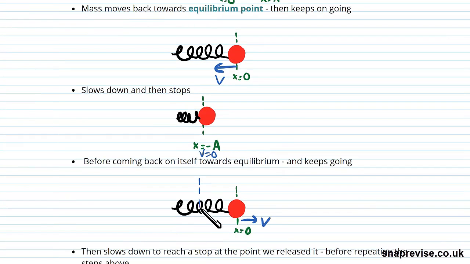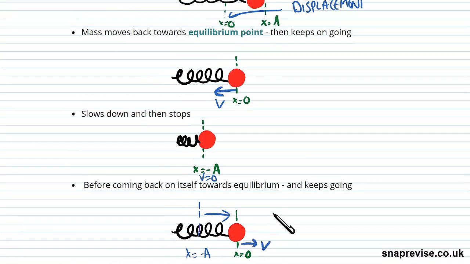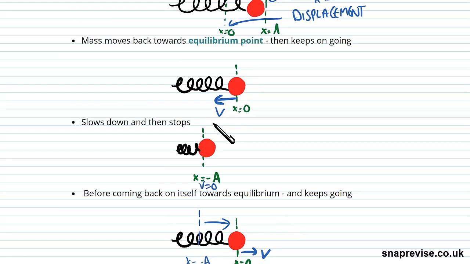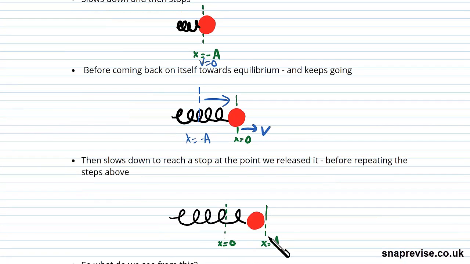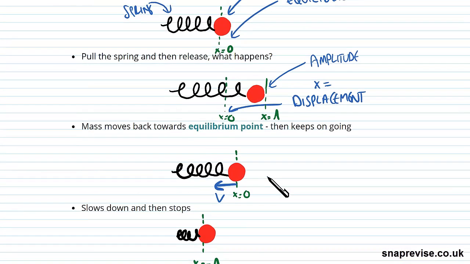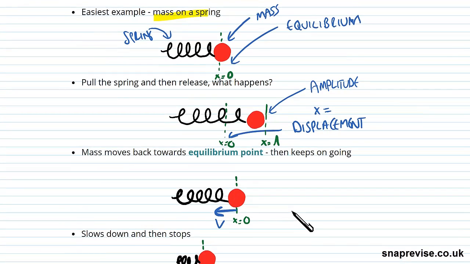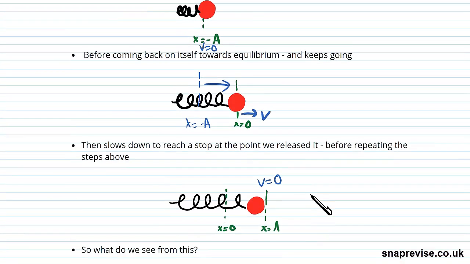So this would be x equals minus a back here, because we've stopped there and then we keep going back again. We've still got velocity v, and again it's exactly the same as when we came back this way. We get to x equals 0, but we've still got velocity, so we keep going. Then it slows down to reach a stop at the point we released it, which is back at x equals a, before repeating the steps above. Now we're here with v equals 0, but we're at this extension, so we start accelerating back towards x equals 0, and then keep going again, and we just repeat this over and over. We're going to oscillate forever without something to slow us down.